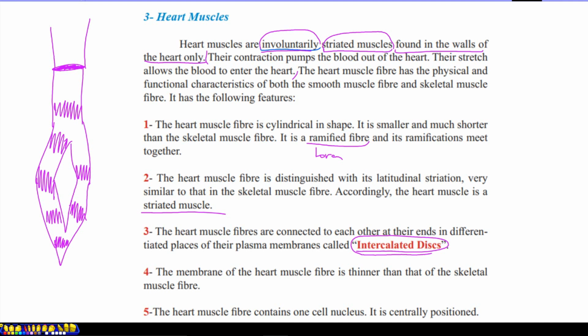The membrane of the heart muscle fiber is thinner than that of the skeletal muscle fiber, which is information we can use in comparison. The heart muscle fiber contains one cell nucleus, centrally positioned.